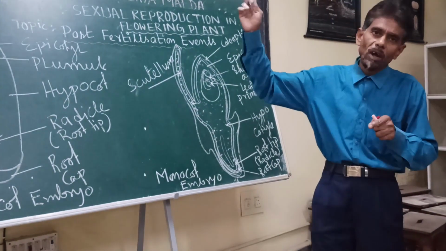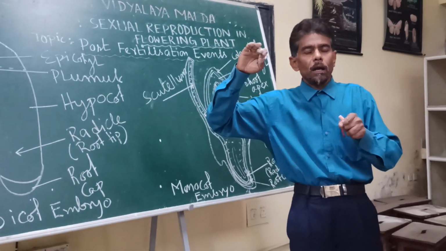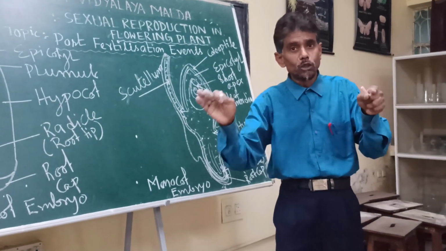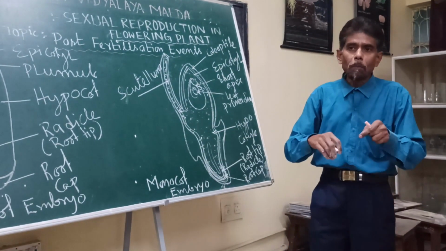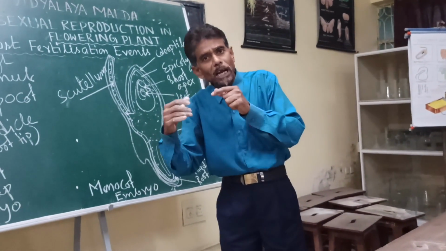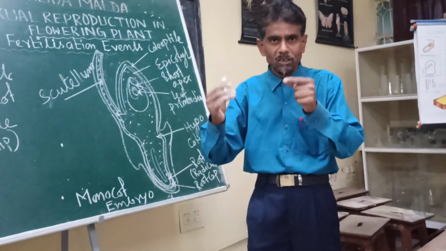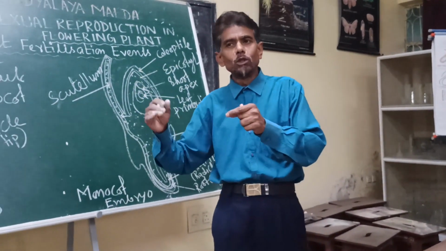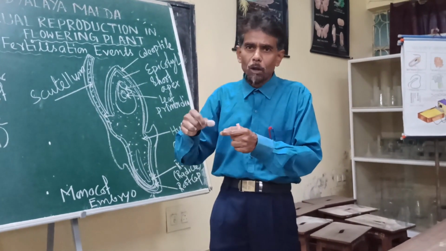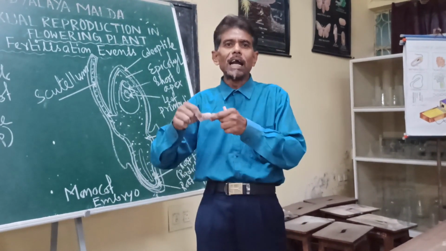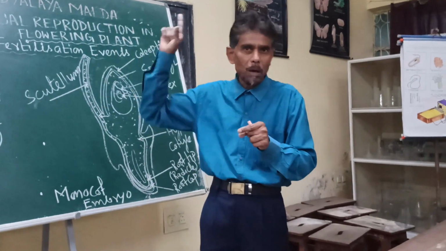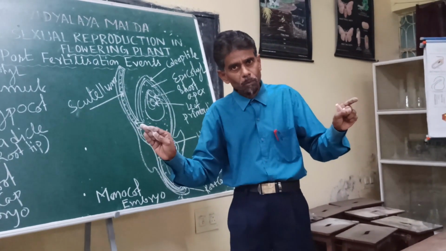And what will be the fate of the primary endosperm cell? It will convert into endosperm. Endosperm, after its formation, after a certain amount of endosperm is formed within the seed, then only the embryo maturation, embryo development takes place. So that during the development of embryo, it can be ensured that it is getting sufficient amount of food material from the endosperm. Is that very clear to you?